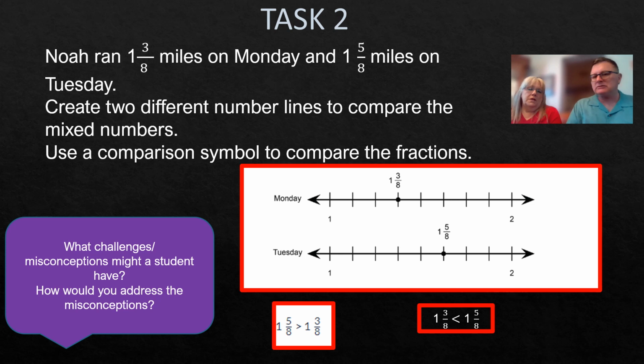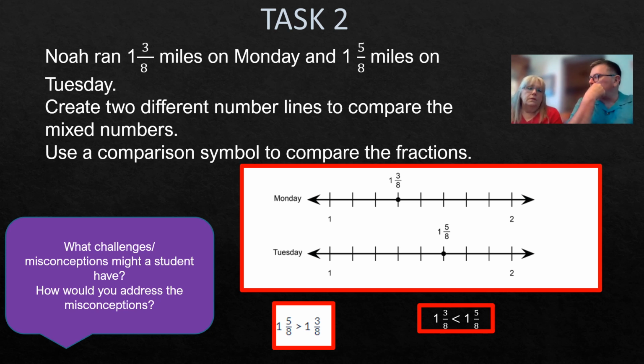Daryl, I notice your number line doesn't start at 0. Why do you suppose that is? Because he ran more than a mile. And I think that's probably the major misconception when you think about mixed numbers and number lines. Not every number line has to start at 0. Both of these values, and I think we need to use that word also when we're talking about fractions, because they are numbers. We know he ran more than 1 mile and less than 2 miles each day. But I think that would be the struggle.